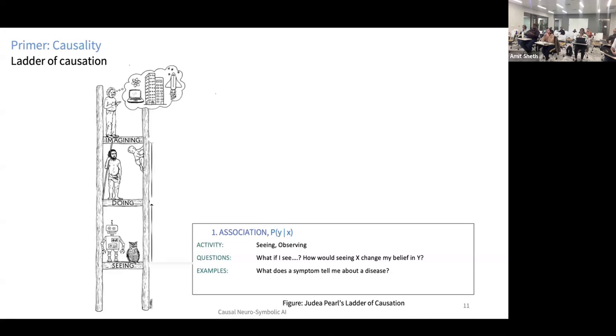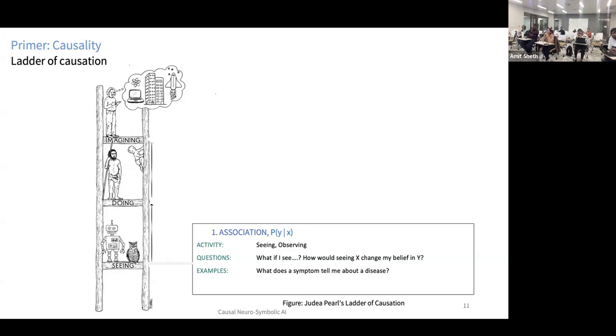So some of you might or might not have seen this image. This is the ladder of causation by Dr. Judea Pearl. He was awarded the Turing Award, I believe in 2022, for his work in causation. And he came up with this ladder. He had 3 rungs of this ladder of causation. The bottommost rung is seeing, where you're just observing the things around you. And some of the questions you can ask from these observations are, what if I see this, or how would seeing X change my belief in Y?